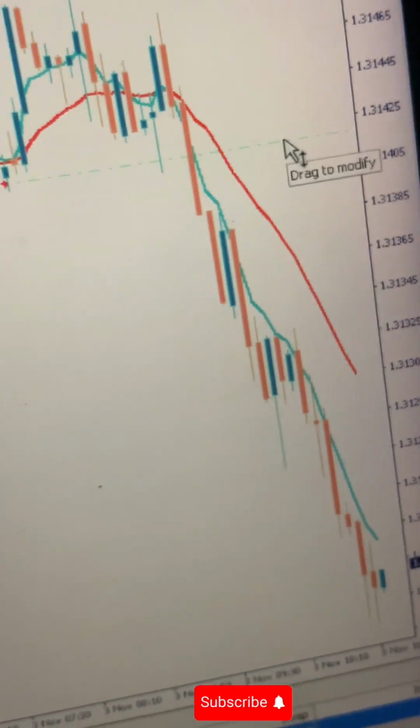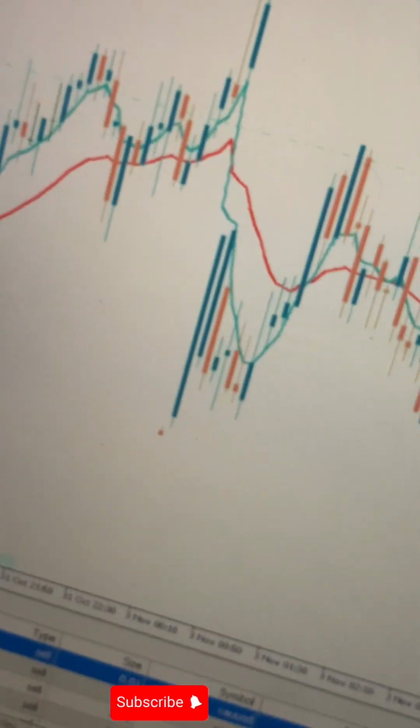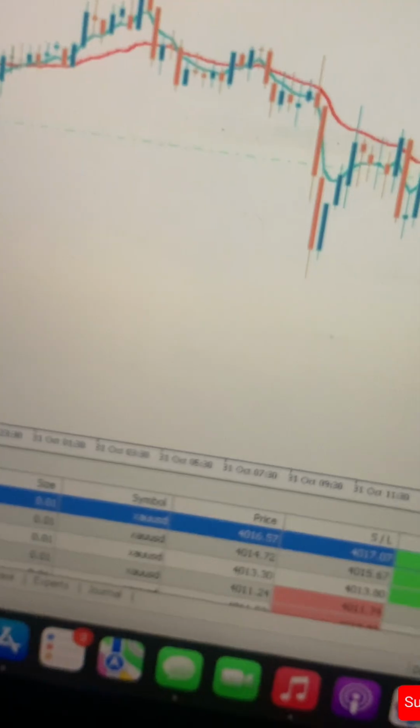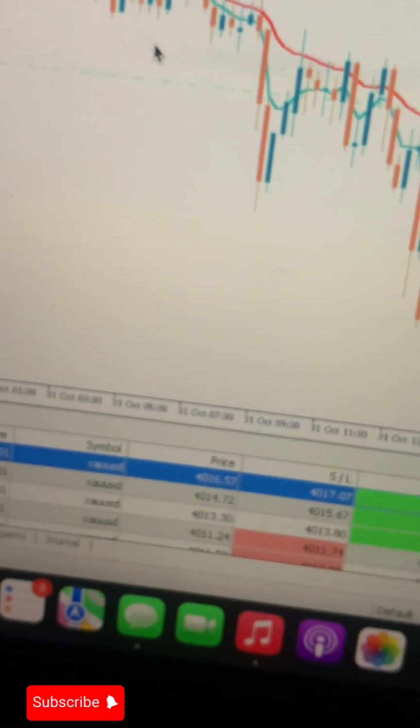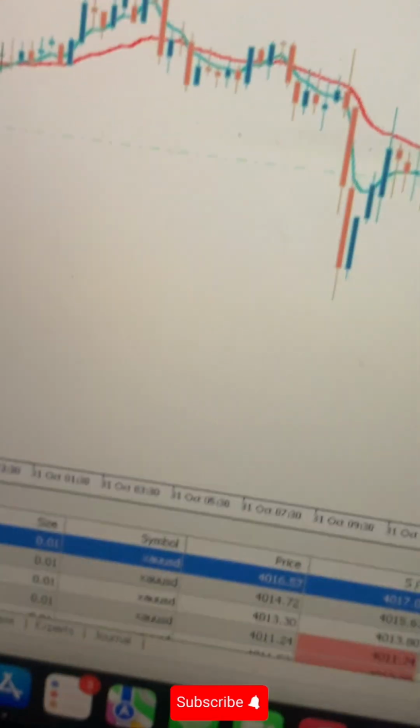But I removed the trailing stop, so it should have been trailing the stop. I removed the stop because I need to pay for it. I had limited things to do on them, so it means I need to pay for it now. I was like, let me check it first before I make payments.